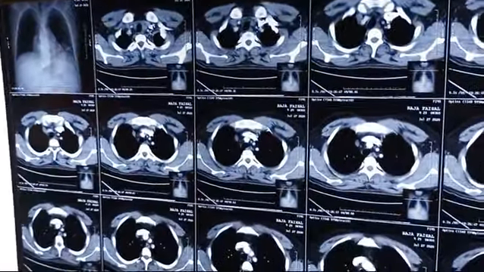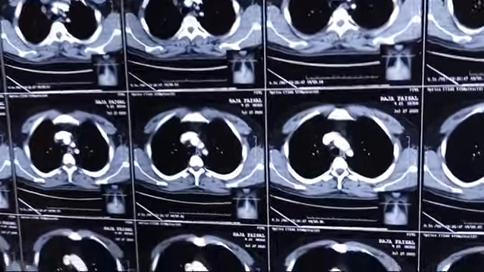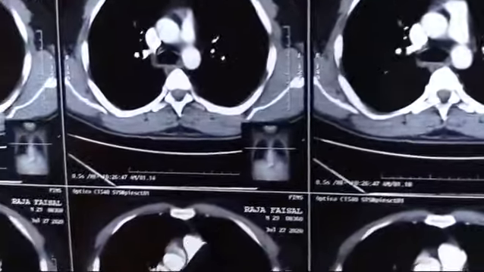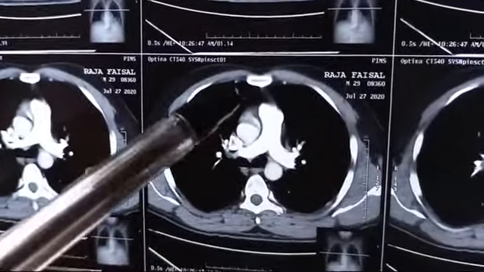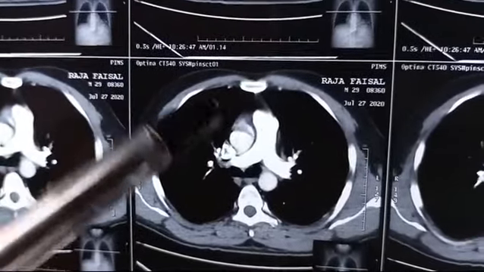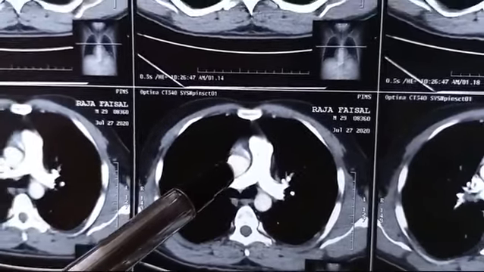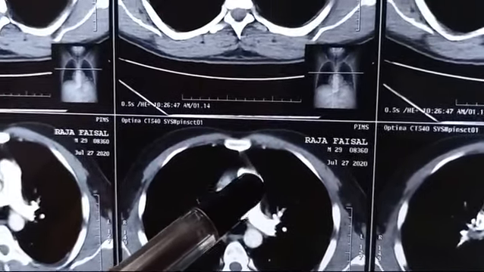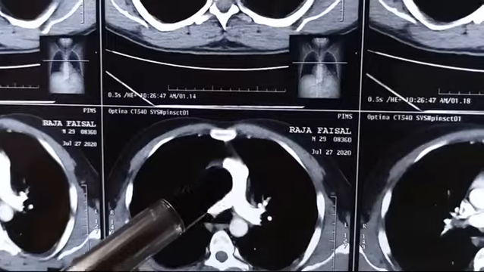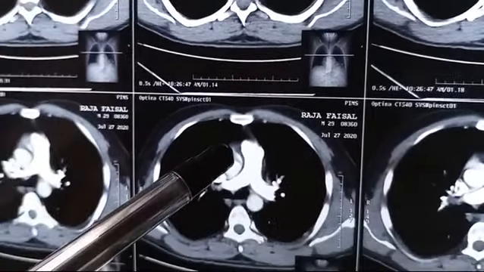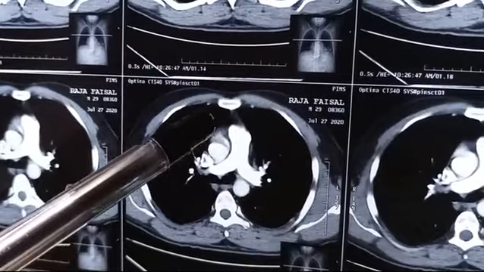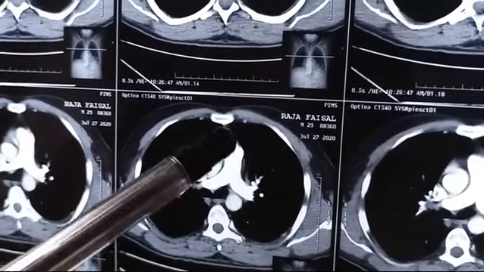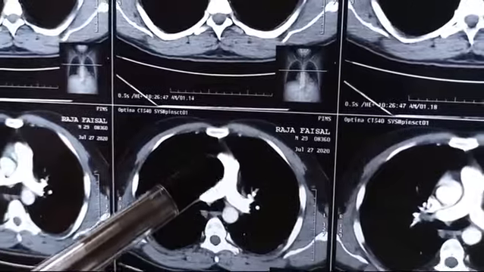The CTPA of this patient reflects features of pulmonary hypertension and infarction. This is the mediastinal window. If you focus, the patient has a large pulmonary trunk. The diameter of the pulmonary trunk is more than the diameter of the ascending aorta. This is the ascending aorta and this is the pulmonary trunk. So the pulmonary trunk is of larger diameter compared to the ascending aorta, which reflects that this patient is suffering from pulmonary hypertension, maybe secondary to chronic thromboembolic phenomena.